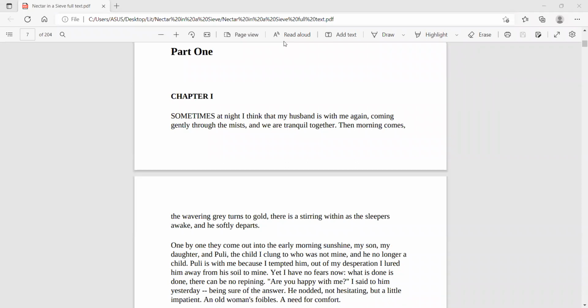Today we are going to start a new novel for your class for the 2023 batch, and that is Nectar in a Sieve. Yes. What is Nectar in a Sieve? Come up with your ideas. What do you think Nectar in a Sieve means?